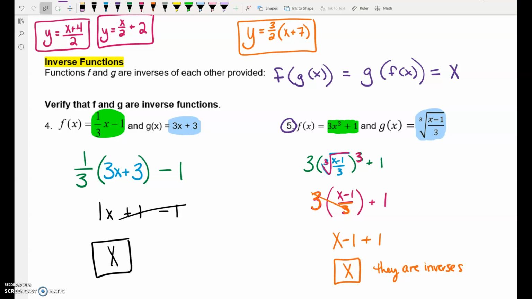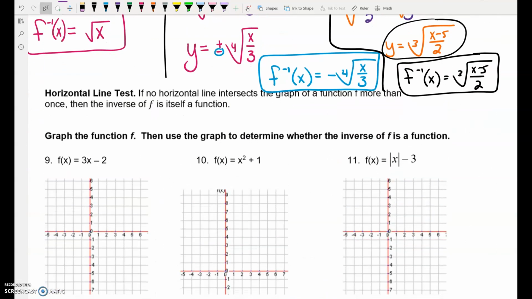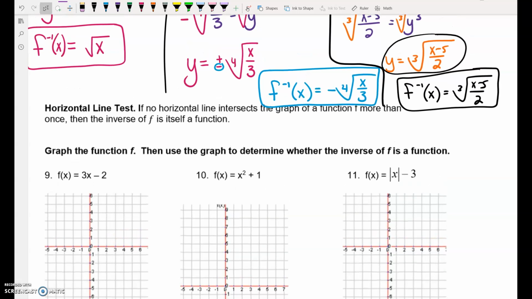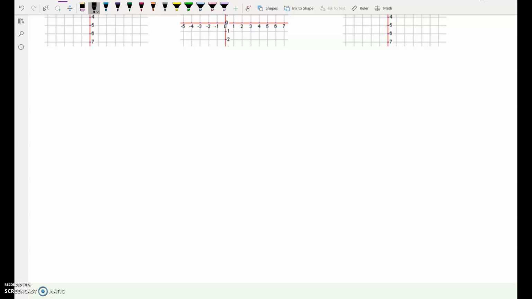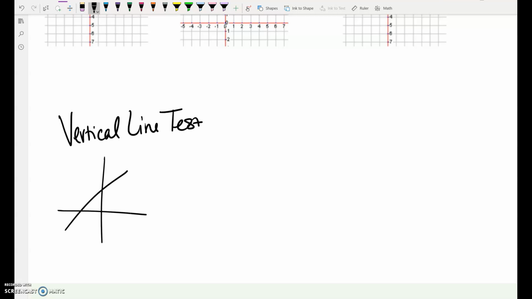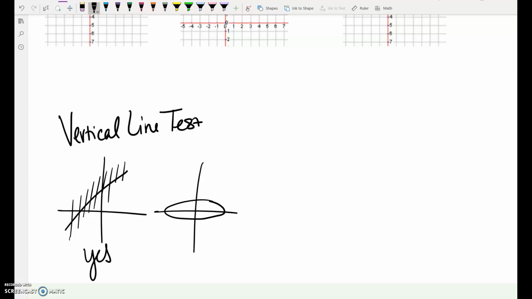Okay, the last thing we need to talk about is the horizontal line test. Do you guys remember the vertical line test? A function is a function if a vertical line only touches one point at a time. So I'm going to go way down here. So the vertical line test, if I gave you this function and said, is this a function? You do the vertical line test. All vertical lines only touch one point at a time. So yes, that is a function. If I gave you something that looked like this and said, is this a function? A vertical line touches more than one point. So no, that is not a function.